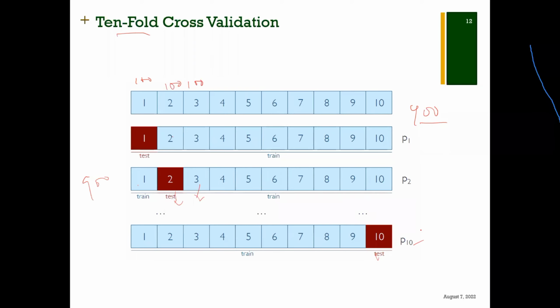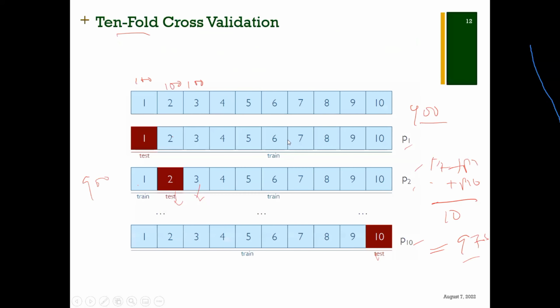Result 1 up to 10. So to get the final result, you are going to add all the results together and find the average. P1 plus P2 up to P10 divided by 10. That will give you the average of your result. Maybe you've got 97.5. This is called 10-fold cross validation. This is another way by which you can check the performance of your model. Is it doing well or not?